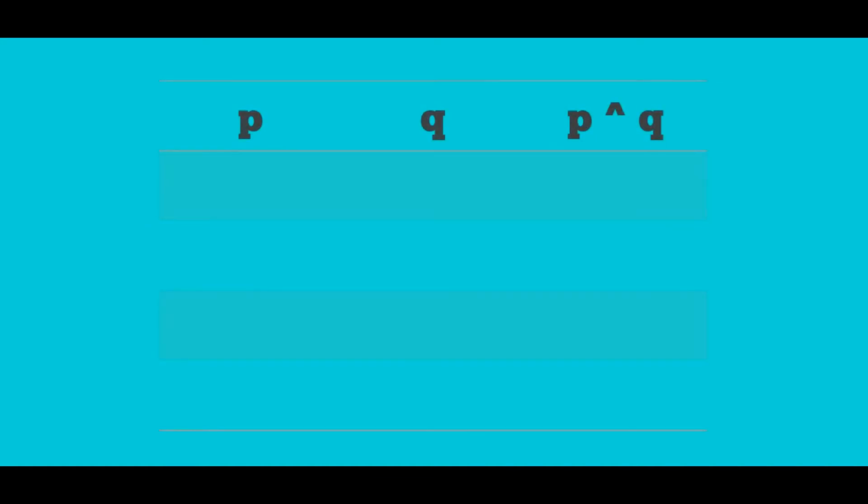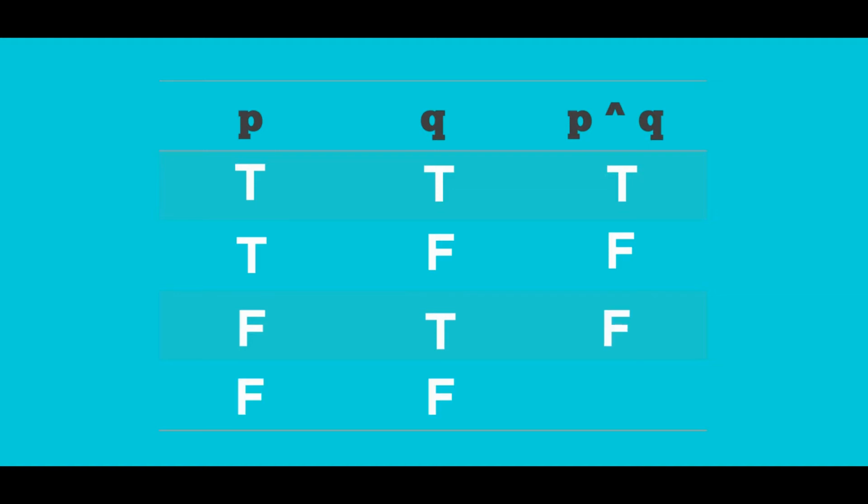Here's the truth table for this. In the first row, we have a true in the P column and also a true in the Q column, therefore it yields true. Second, a true in the P column and a false in the Q column results in a false. A false in the P column and a true in the Q column yields false, and the last one, false in both columns, also results in a false.